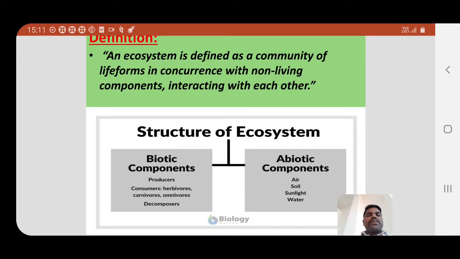In the abiotic components, here we can see air, soil, sunlight, and water. These are the abiotic components. Just remember the structure of the ecosystem. Here we can see biotic components and abiotic components. Producers, consumers, herbivores, carnivores, omnivores, and decomposers are biotic components, and air, soil, sunlight, and water are the abiotic components.